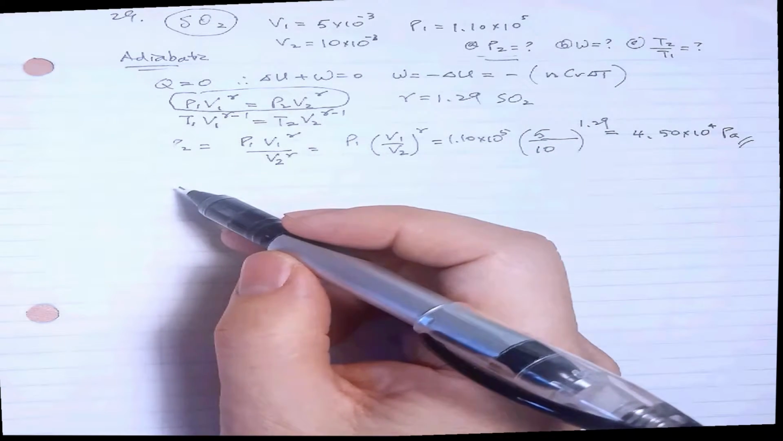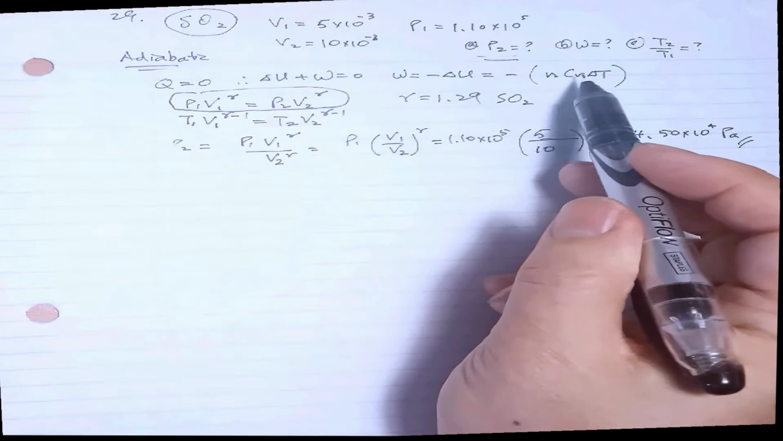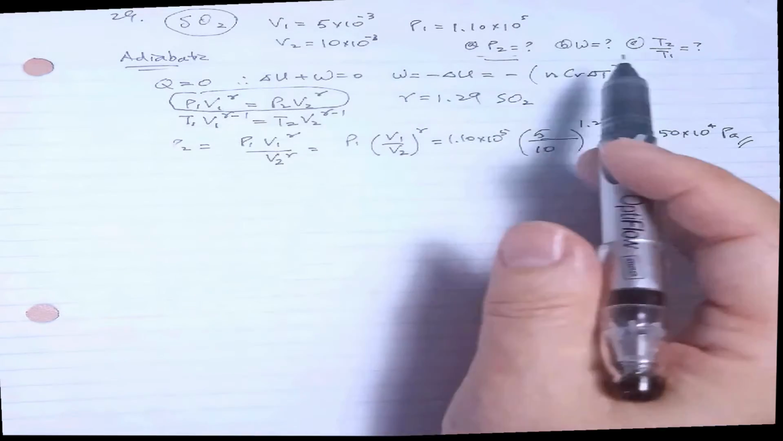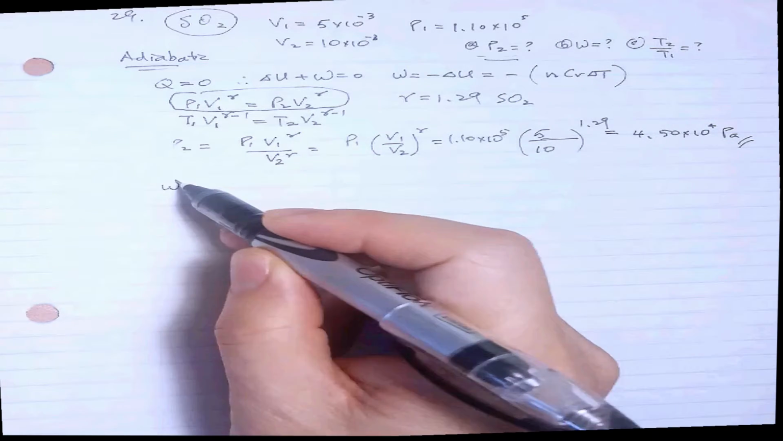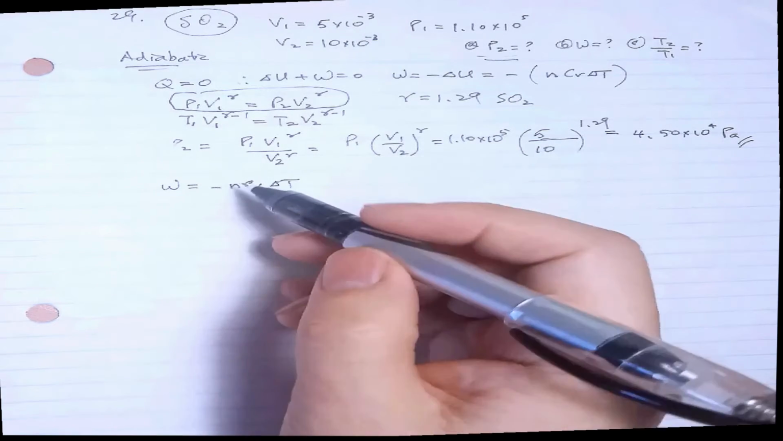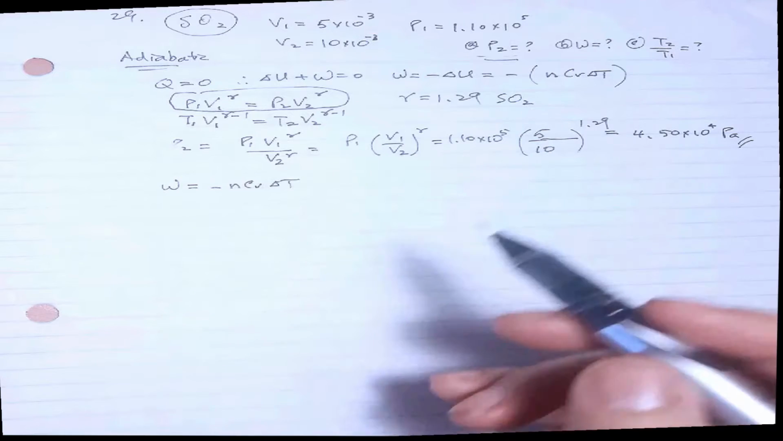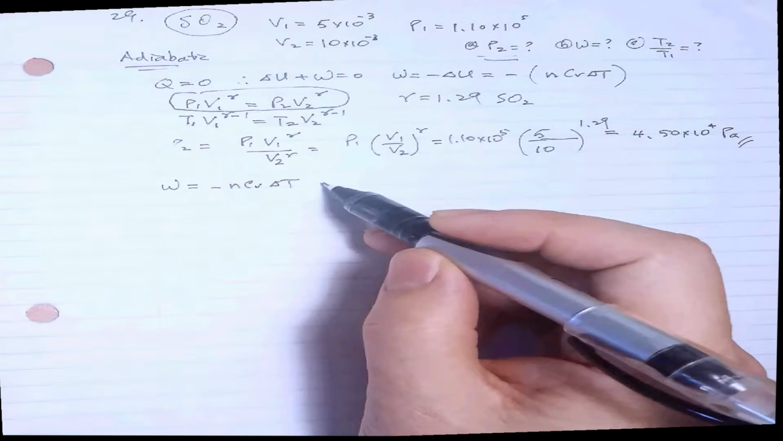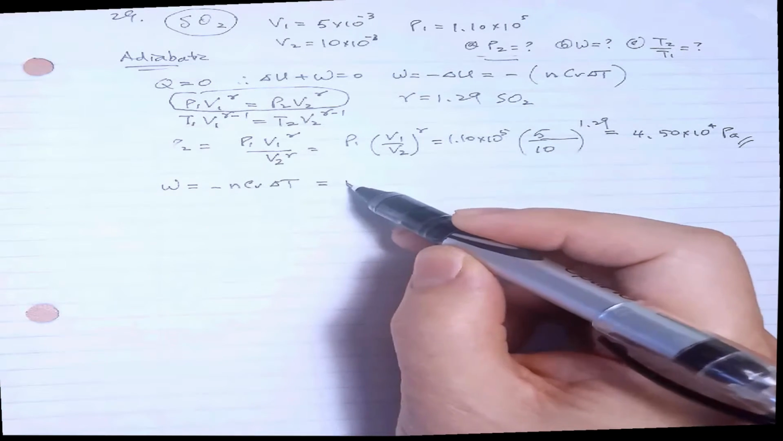And what is the work done? Well, the work, as we said before, is negative nC_V delta T. But we have no temperature given here. So one way is to replace nC_V in terms of gamma. If you memorize the formula, that's okay. If you haven't memorized the formula, then you can do it this way.